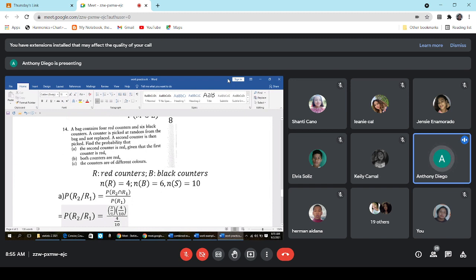Because remember, if the first one is red, that is out. It is not replaced. So you will have only 3 more red, so that will be 3/9. Everybody got the picture? Yes, sir. And here for the red counter, drawing a red counter first, you have 4 of them, so it's going to be 4 out of the total, which is 10.